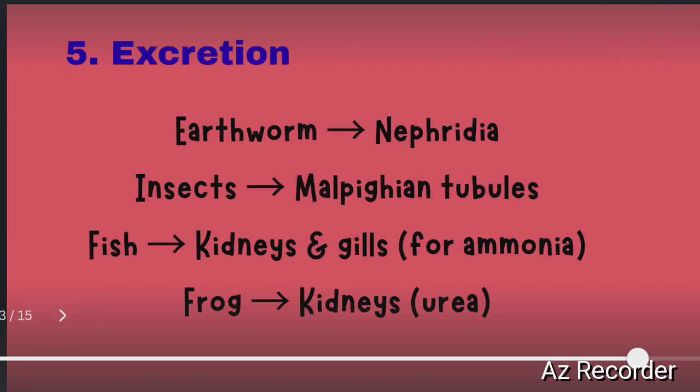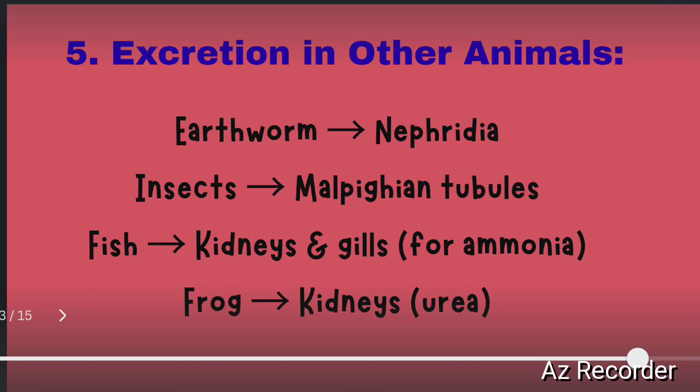Next we'll move on to the excretion process in other animals. In the earthworm, the excretory organ is the nephridia. Insects use Malpighian tubules. In fishes, kidneys and gills act as excretory organs. Frogs also have kidneys, and urea is the excretory product in frogs. So this is all about the excretion process in animals.